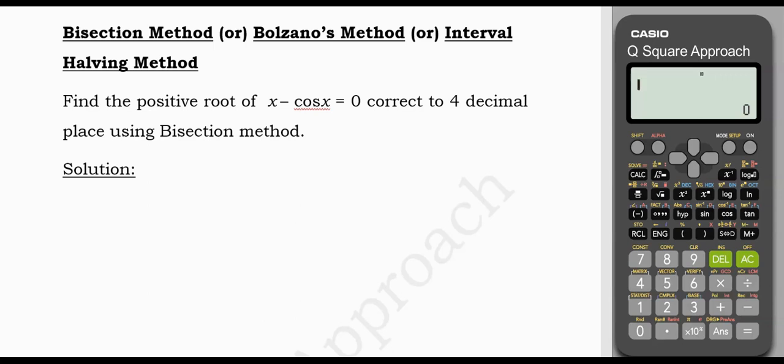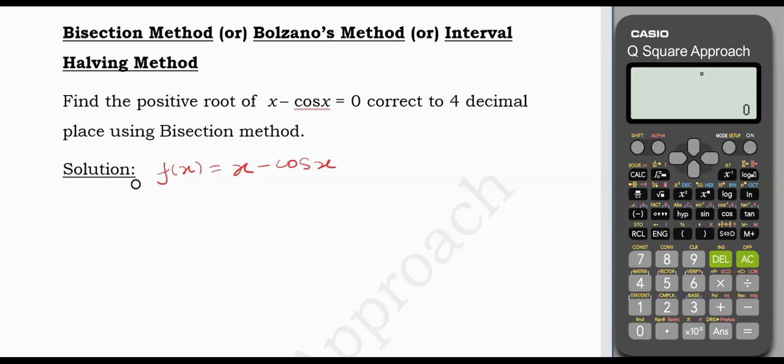Now the problem is: find the positive real root of x minus cos x equal to 0 correct to 4 decimal places using bisection method. Solution. Let us denote the given equation as f of x, that is f of x is equal to x minus cos x.